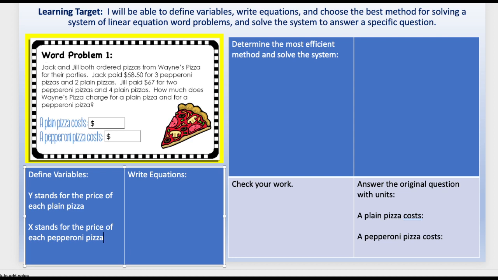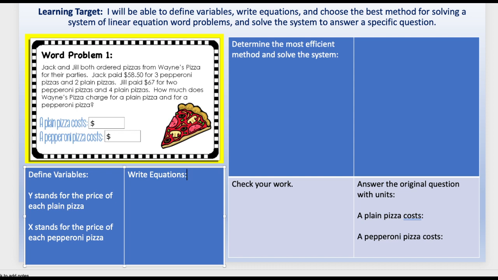So now we need to come up with our equations. What do we know here? Well, we know that there are 2 people that bought the pizzas. Jack bought pizzas, and we know the amount that Jack paid, and we know exactly how many pizzas Jack bought. And we also know the amount that Jill paid, the total amount she paid, and how many pizzas Jill bought. So this scenario kind of lends itself towards writing 2 equations in standard form.